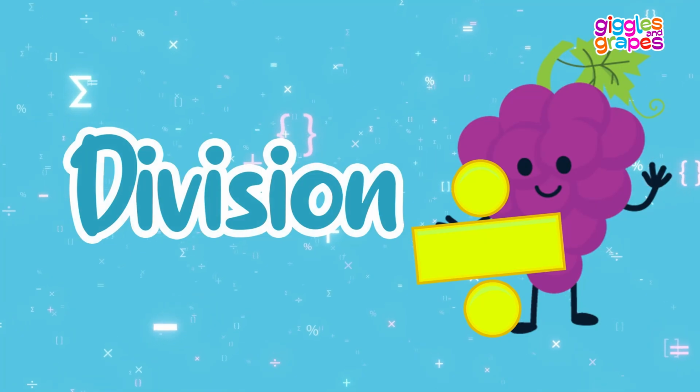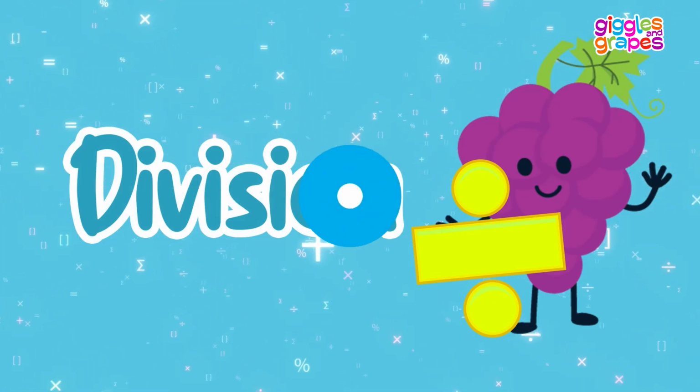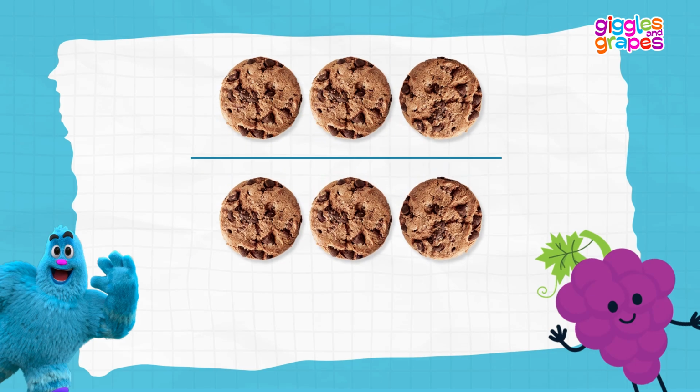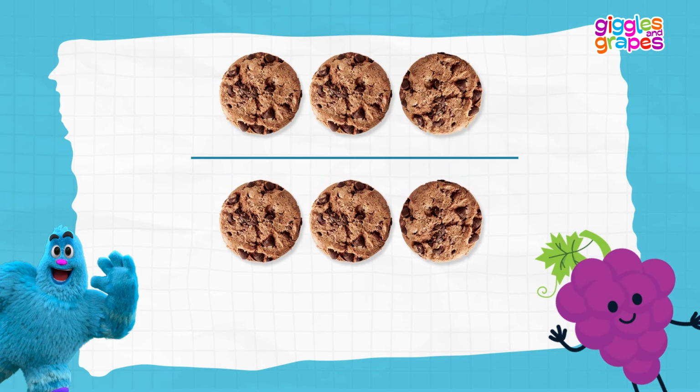Subtraction complete. Now it's time for division. If Cookie Moan has 6 cookies and wants to share them equally with one friend, how many cookies will each get? 1, 2, 3. 3 for Cookie Moan. 1, 2, 3. 3 for his friend. 6 divided by 2 is 3.